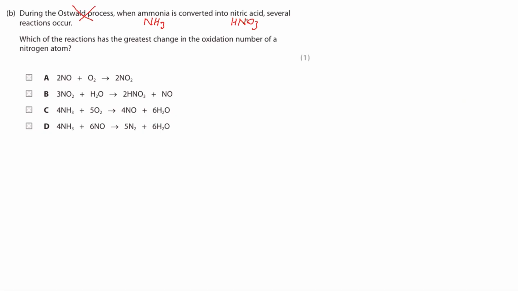They don't talk about this process, they are talking about the greatest change of the oxidation number of a nitrogen atom. Okay, let's see one by one. If you take the first one, nitrogen oxide.